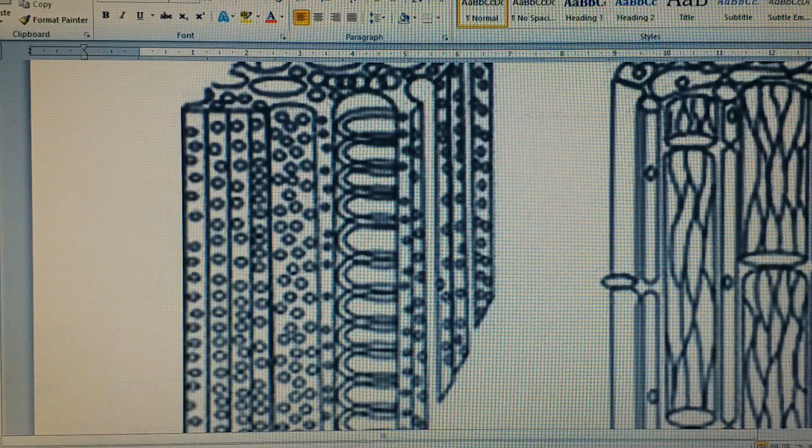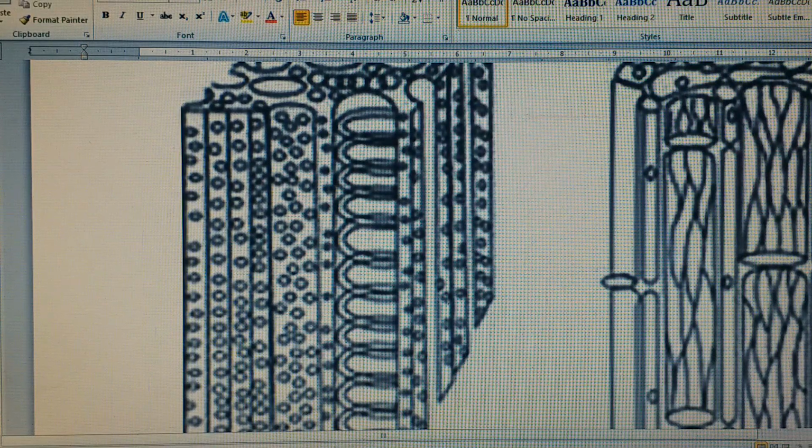So xylem is the water transport system. It is responsible for transporting the water which is absorbed by the roots to various parts of the plant, especially the leaves, because leaves prepare their food by the process of photosynthesis, in the presence of water, sunlight and CO2. For photosynthesis, water is required, and this water is absorbed by the roots, and xylem conducts this water from the root to the leaves.